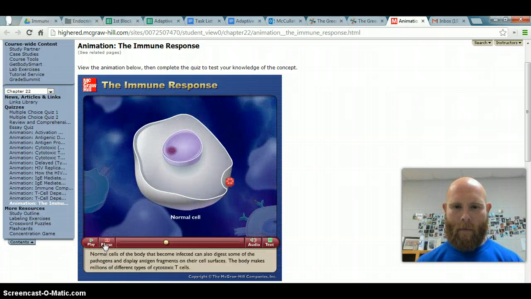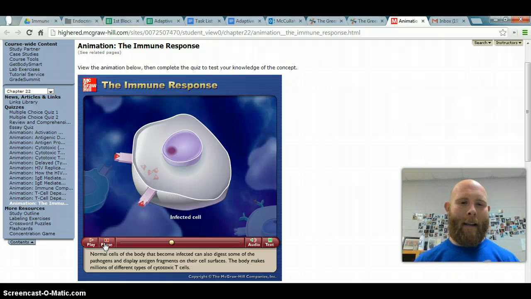Normal cells of the body that become infected can also digest some of the pathogens and display antigen fragments on their cell surfaces. Okay, so they're infected, they're sick, they're not feeling good, but in that process, they do have lysosomes that can also digest them, and they also have the ability to present those antigens. So basically, it's like a mercy flag saying, "Hey guys, I need help. There are some bad guys in here." It's kind of like on our doors, we have these red and green cards. If there's an intruder in our room, we're supposed to put the red card up. And if everything's good, we put the green card. So you imagine they're putting red cards up saying, "Hey, there's trouble inside of me. I need help."